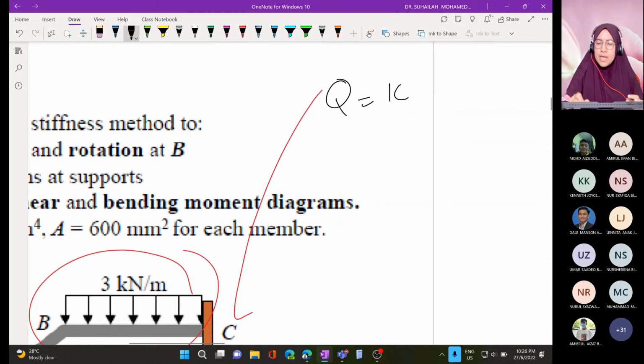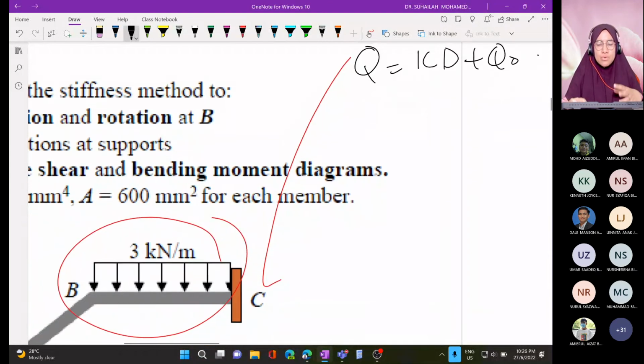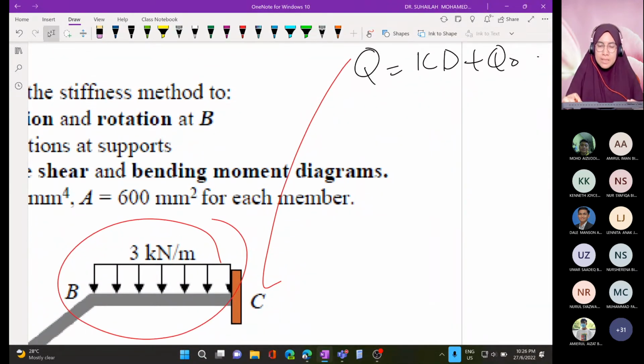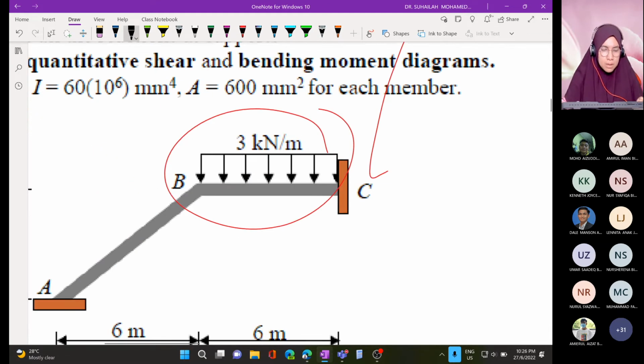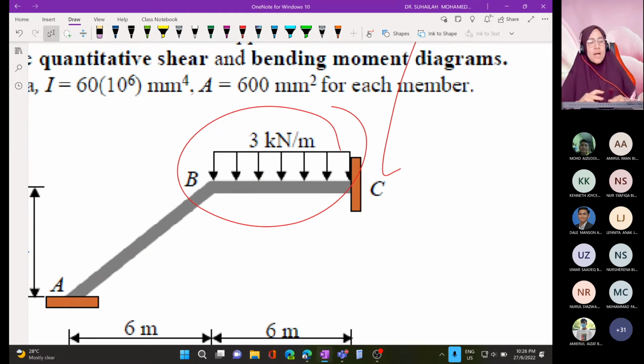Q is equal to KD plus Q0. Because I want to show to you how we consider this UDL 3 kN per meter masuk dalam Q0. Okay, masuk dalam Q0 and then kita akan dapat Q minus Q0 is equal to KD and then we solve, yang ni boleh solve. Okay, we solve the unknown displacement at B.